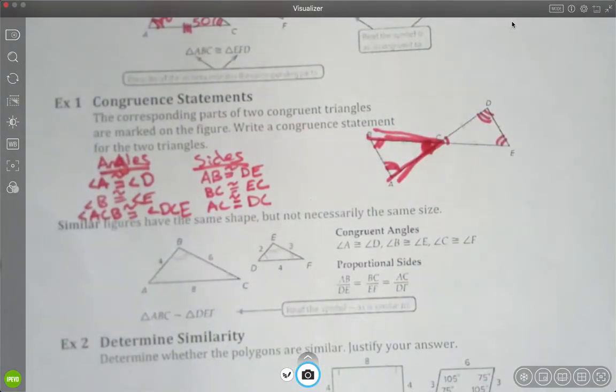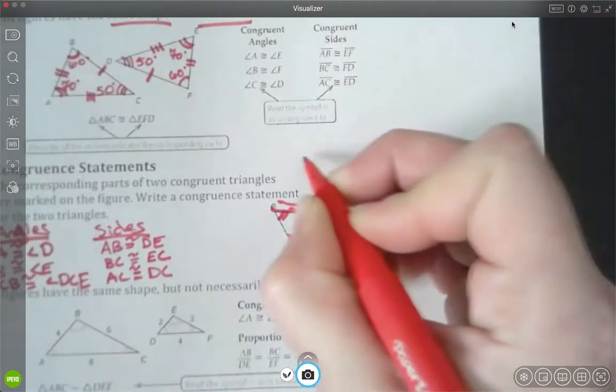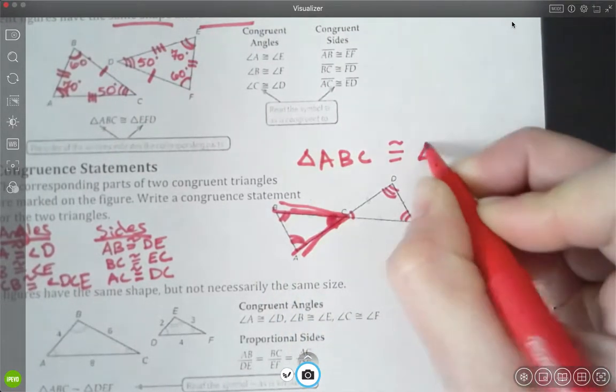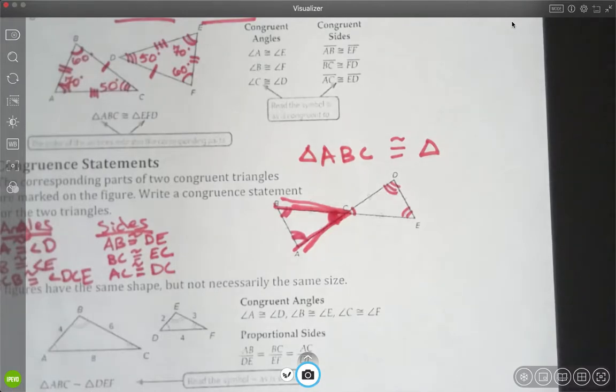Okay, that's not even what the question asked, but I wanted to do that once just so that you can see. They want a congruence statement. So they did not want any of that. Here's what a congruent statement looks like. Triangle ABC is congruent to triangle what? This is what they want. Triangle ABC is congruent to triangle D, what? She says DCE. DEC.